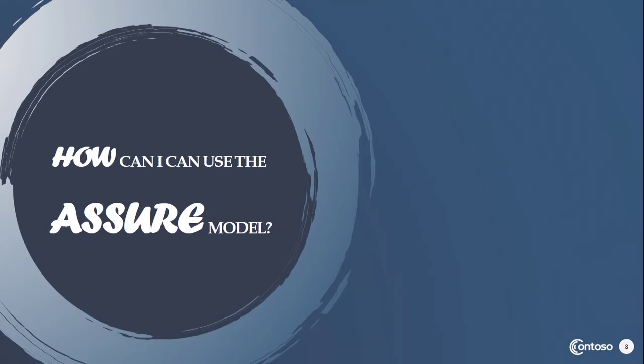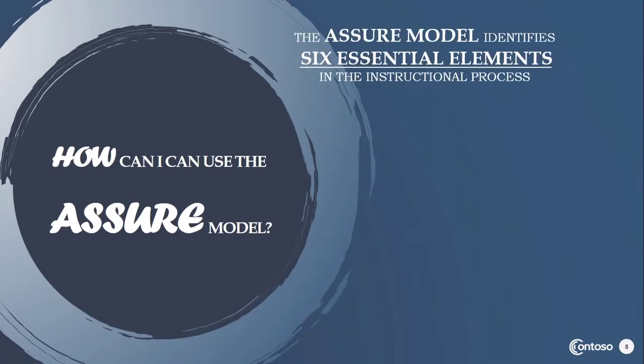Now, how can you, as a future educator, use the ASSURE model? Well, the ASSURE model identifies 6 essential elements in the instructional process. So the ASSURE model has 6 steps, each represented by a letter in the acronym title, with each step describing a set of tasks central to the informed selection and use of educational technology. So the ASSURE acronym stands for these important components.